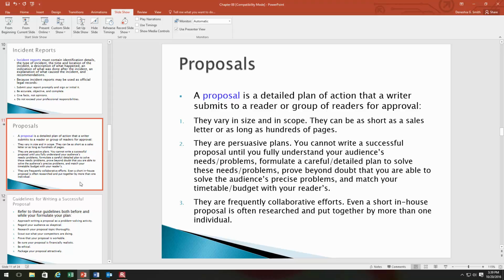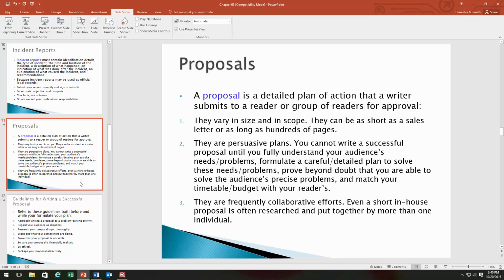A proposal is a detailed plan of action that a writer submits to a reader or group of readers for approval. So whenever you're writing a proposal, most often there's going to be some reader on the other side of that proposal who will need to give you approval for what it is that you're asking for or that you're requesting to do. Okay, and so typically in the workplace you may have to give a proposal. Let's say you work for a company that wants to be hired for a contracting job that maybe the city or the county government is putting out for bid.